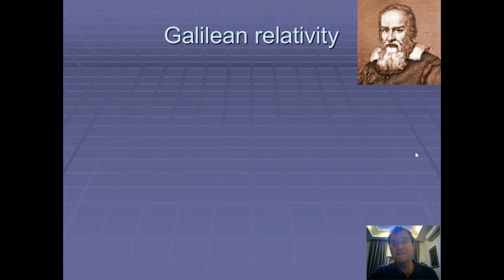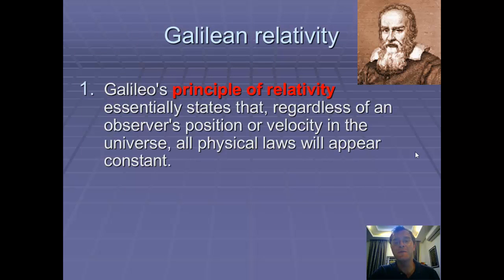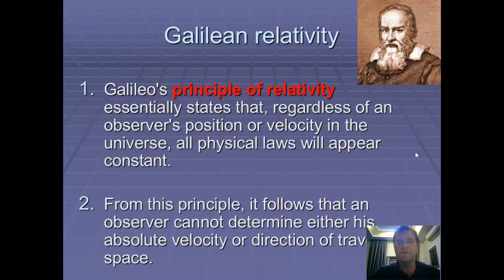Galilean relativity, so it was Galileo who came up with these ideas, had a principle of relativity, essentially states that regardless of an observer's position or velocity in the universe, all physical laws will appear constant. From this principle it follows that an observer cannot determine either his absolute velocity or direction of travel in space. Okay? So everything will appear similar.